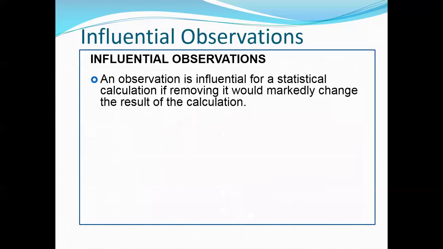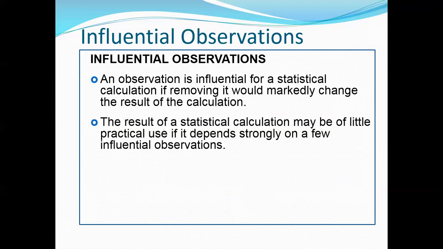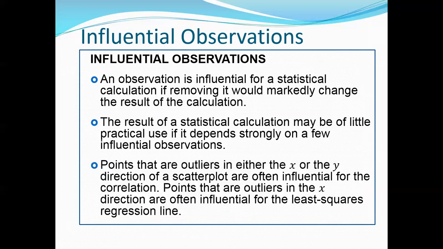Influential observations. An observation is influential for a statistical calculation if removing it would markedly change the result of the calculation. The result of a statistical calculation may be of little practical use if it depends strongly on a few influential observations. Points that are outliers in either the X or the Y direction of a scatter plot are often influential for the correlation. Points that are outliers in the X direction are often influential for the least squares regression line.